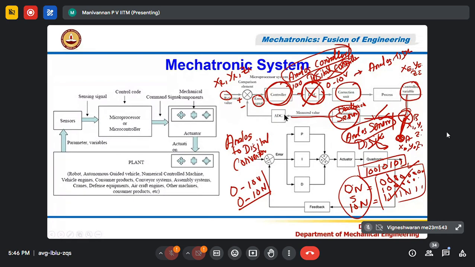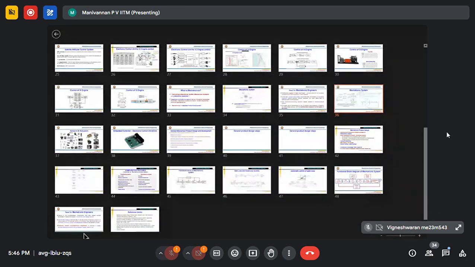Okay. So then the ADC converts the analog signal to a binary signal, which in turn is given to the controller. Right? So the controller does its job. So what is the job of the controller now?